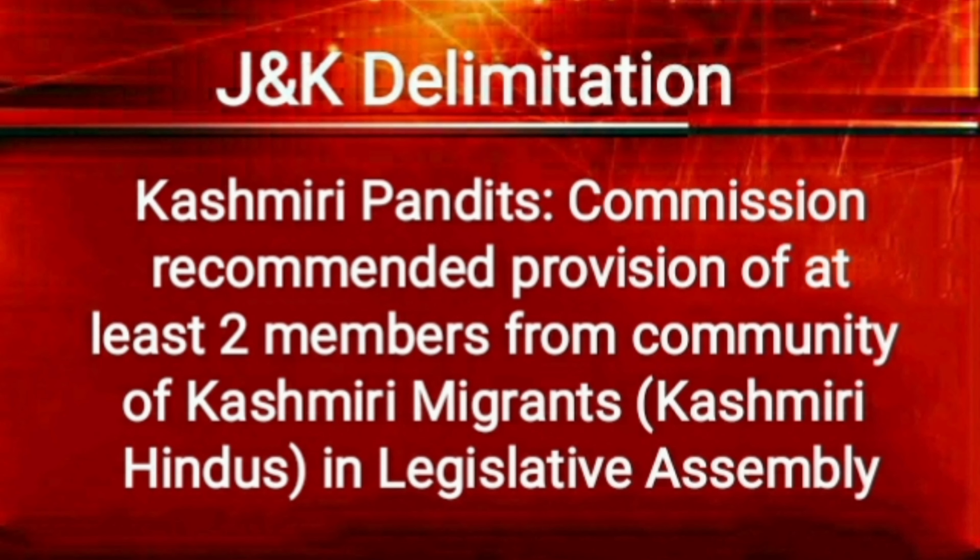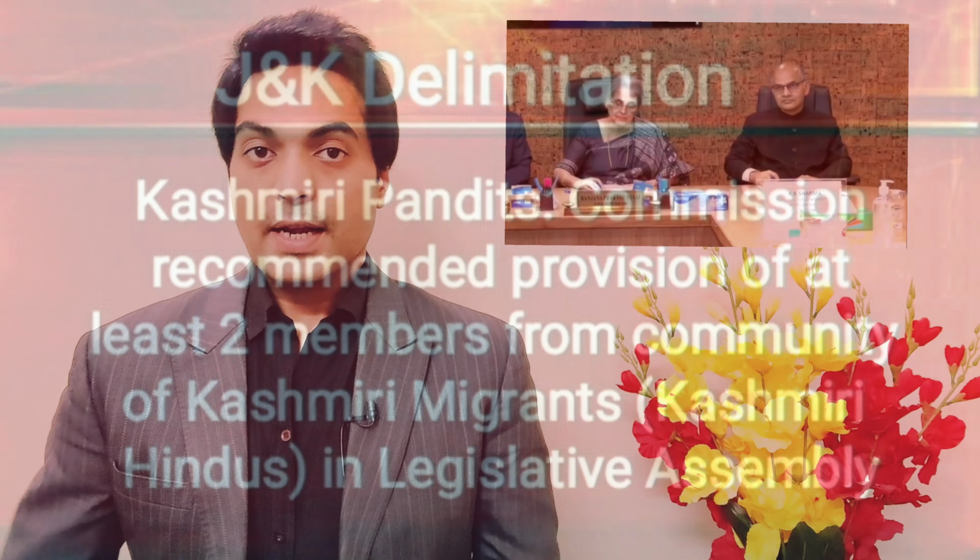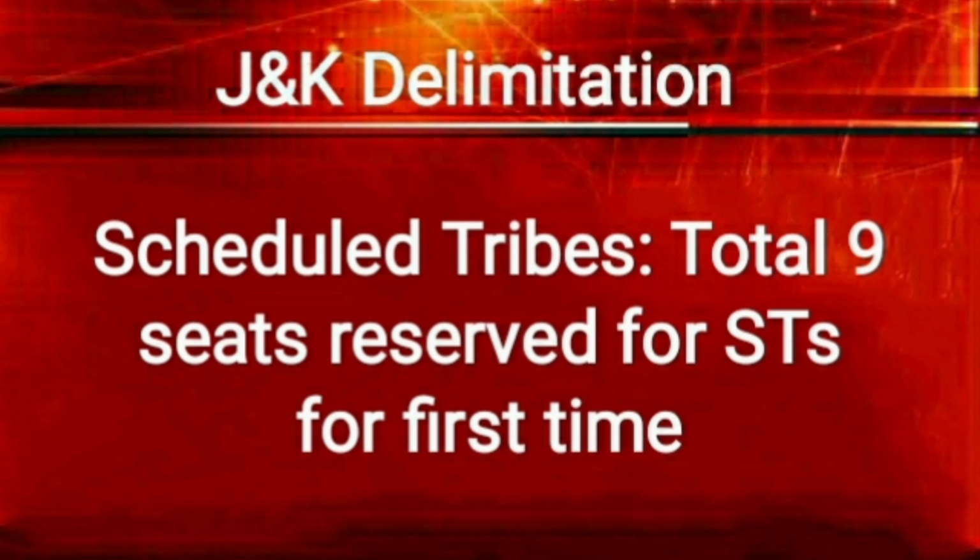Now, if we talk about Kashmiri Pandits, that issue has also been in the news recently. The Commission has recommended provision of at least 2 members from the community of Kashmiri migrants, Kashmiri Hindus, in the Legislative Assembly. It has also recommended that the Centre should consider giving representation in the J&K Legislative Assembly to the displaced persons from Pakistan occupied Kashmir who migrated to Jammu after partition. Now, if we talk about scheduled tribes, a total of 9 seats are reserved for scheduled tribes for the first time.